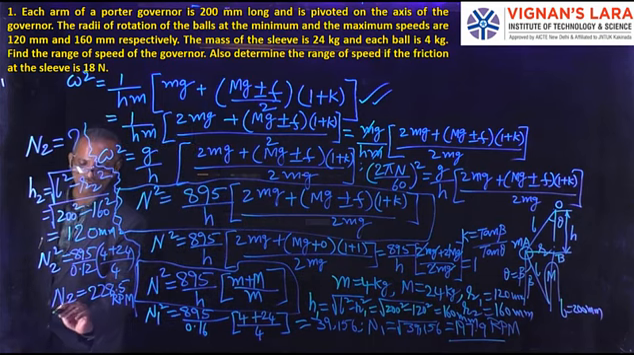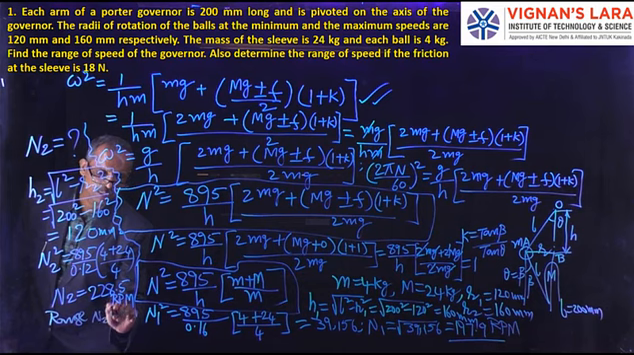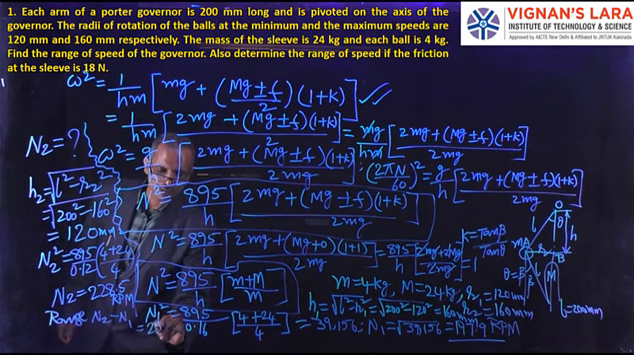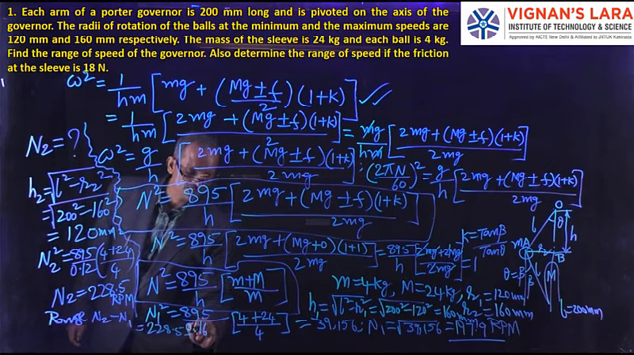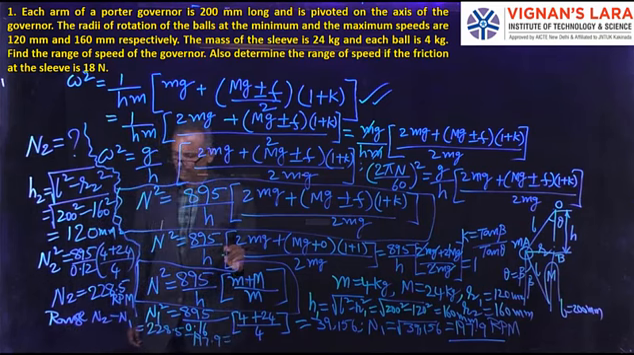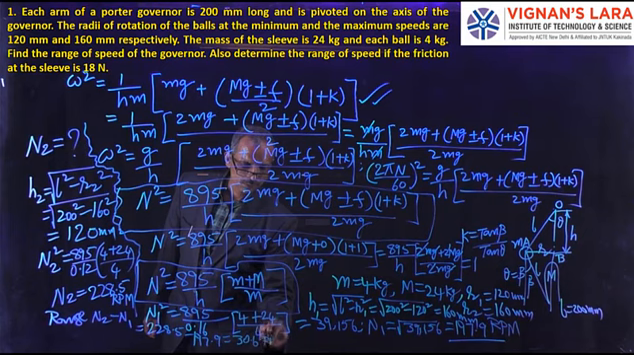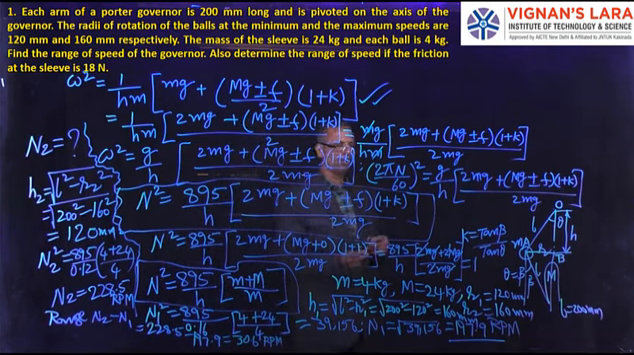Range is equal to N2 minus N1. You substitute: 228.5 minus 197.9. Okay, so that gives around 30 RPM. That gives a range of 30.6 RPM.